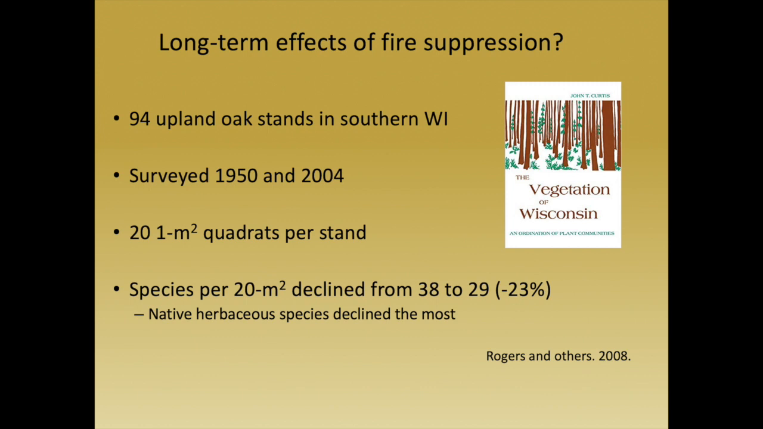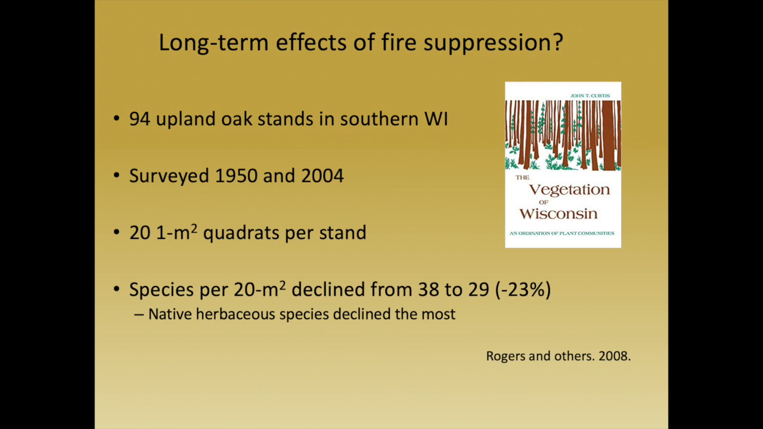Plant ecology was really not being done, but there is an exception to that: the vegetation of Wisconsin. John Curtis looked at a bunch of communities in Wisconsin and sampled the understory vegetation layer. So back in 1950, there were 94 upland oak stands that were revisited 50 years later.